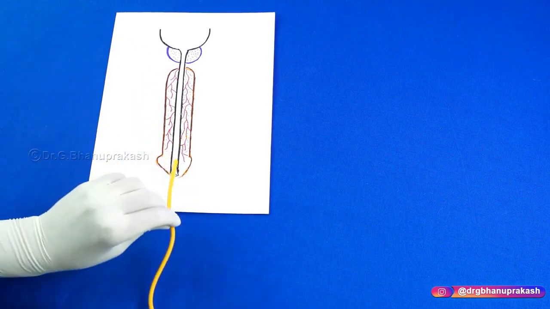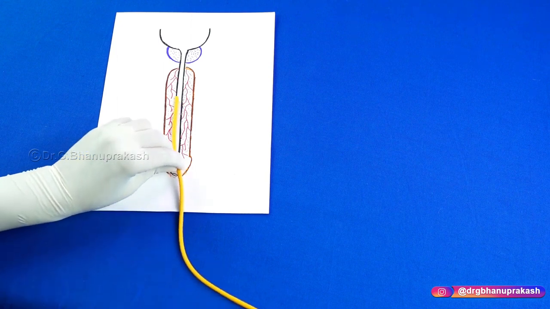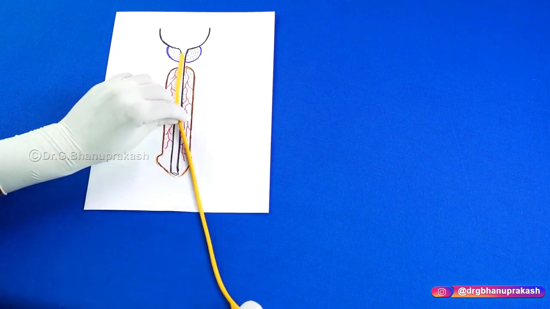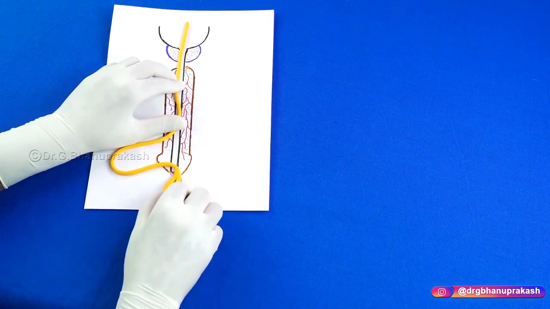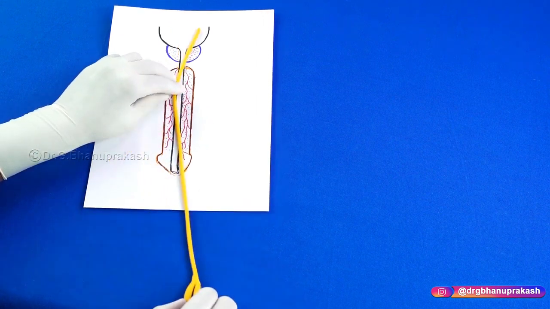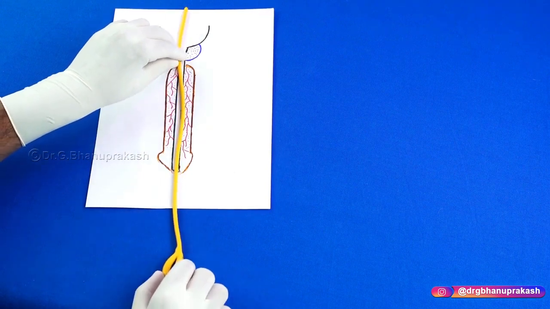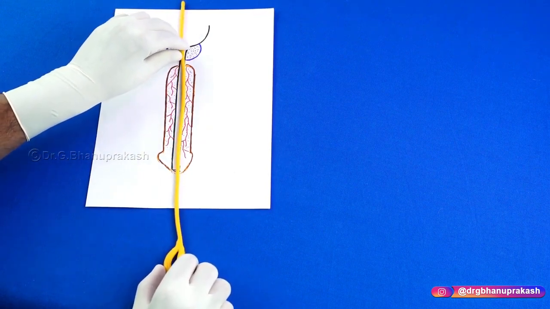So now I am slowly inserting the Foley's catheter in this way. I have to insert it till the Y junction. The space is not sufficient, so I am inserting the Foley's catheter till here. Okay, so I insert the Foley's catheter.